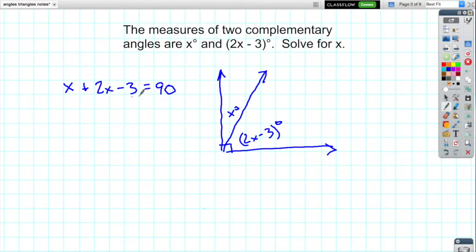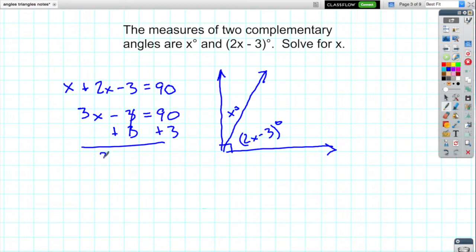So here we can just pull out our knowledge from chapter 1 and simplify and solve. So first I've got some like terms. We'll make that x plus 2x, which is 3x. And now we can start solving things. First thing I would do here is get rid of the minus 3 by adding 3. And we get this. And then divide both sides by 3. So x is 31 degrees.